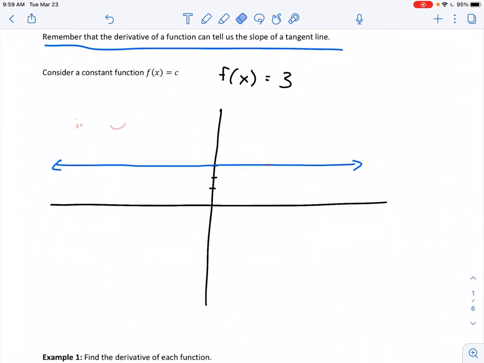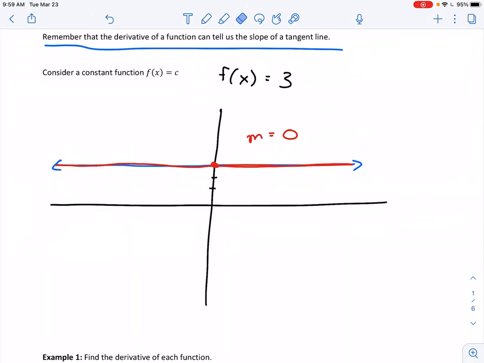Let's try one more time just to see what's going on here. Let's pick a different x value. Let's try 0. Let's draw the tangent line right here. Well, the tangent line would once again just sit right on top of my function. It would just be another horizontal line. Horizontal lines have a slope of 0. So no matter what x value we pick, the slope of that tangent line is always going to be 0.